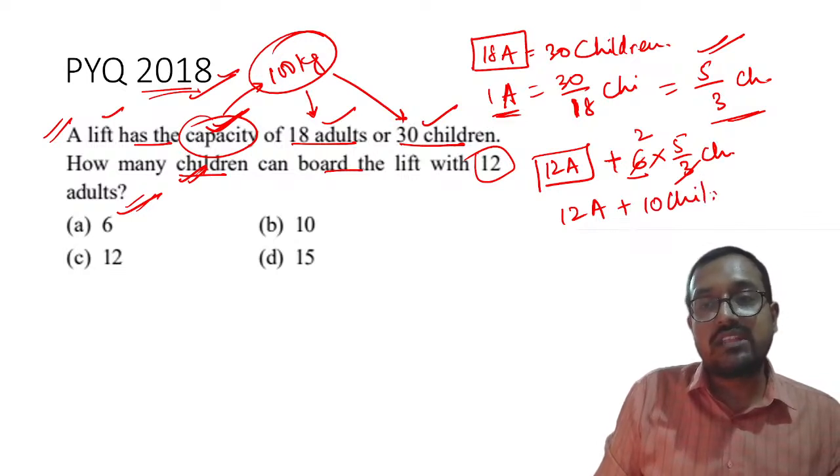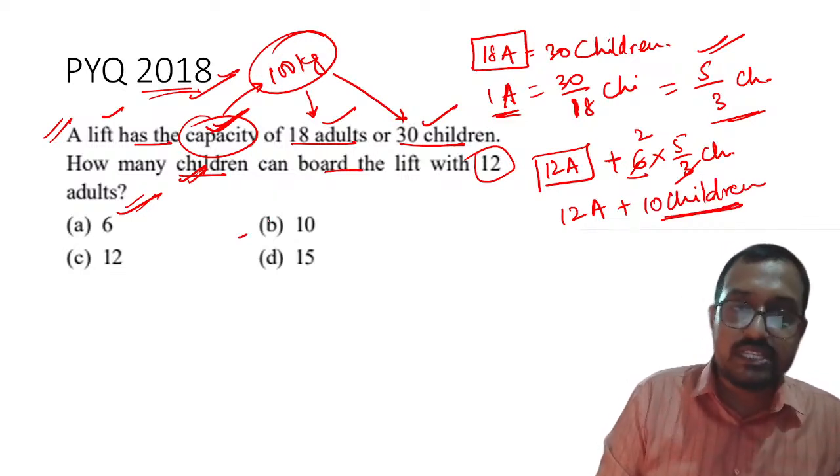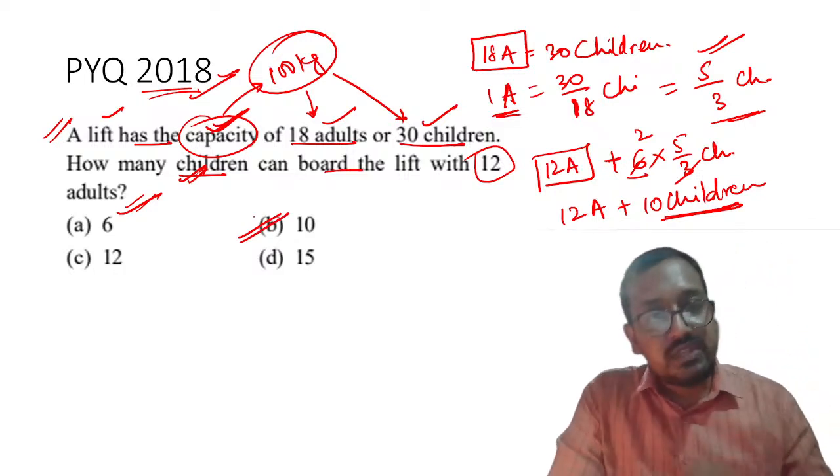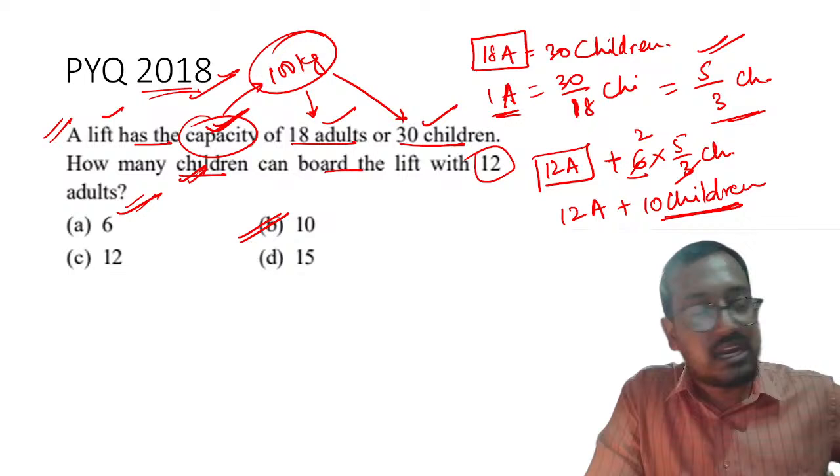I hope all of you are getting this question. There is not even a tinge of doubt. This is a very simple question, right? So with that, you can see this is nothing but B. Understood?